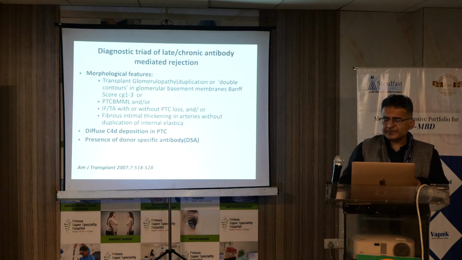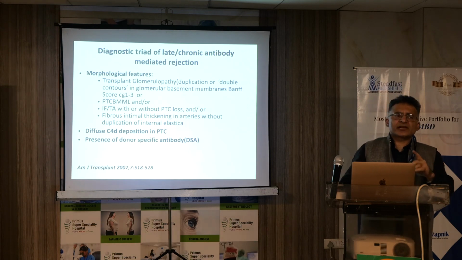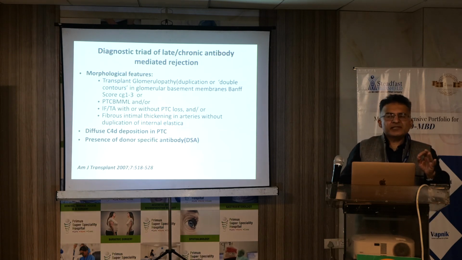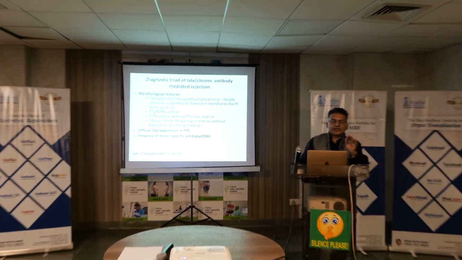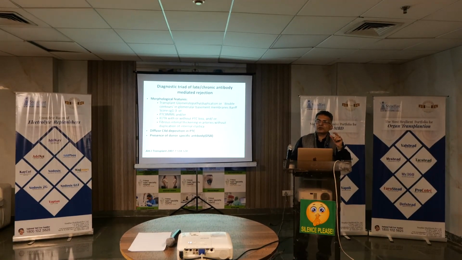The important thing is, this terminology transplant glomerulopathy is only a morphological term. That means you are seeing duplication of the glomerular capillary. Now, why is that duplication occurring? There are 3-4 differentials you have to consider. Whenever we say transplant glomerulopathy, the first differential is chronic antibody-mediated rejection. It doesn't say chronic active or inactive, it just says chronic antibody-mediated. Because when I say active, that means there has to be microvascular inflammation, glomerulitis, PTC capillaritis.